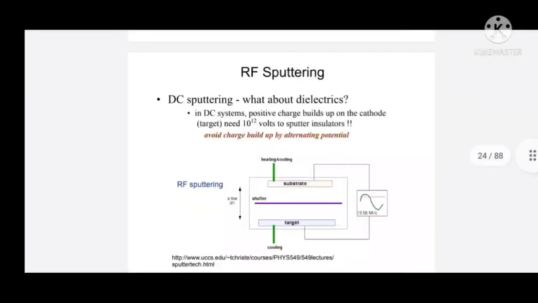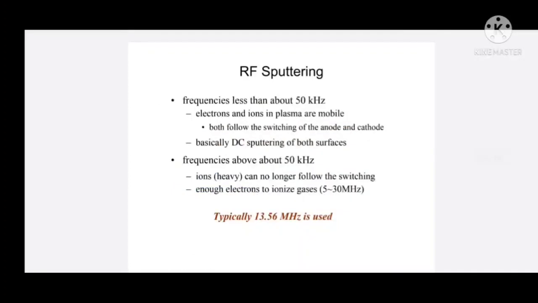Another one, RF sputtering. What about dielectrics? In DC systems, positive charge builds up on the cathode. Need 10^2 volts to sputter insulators.